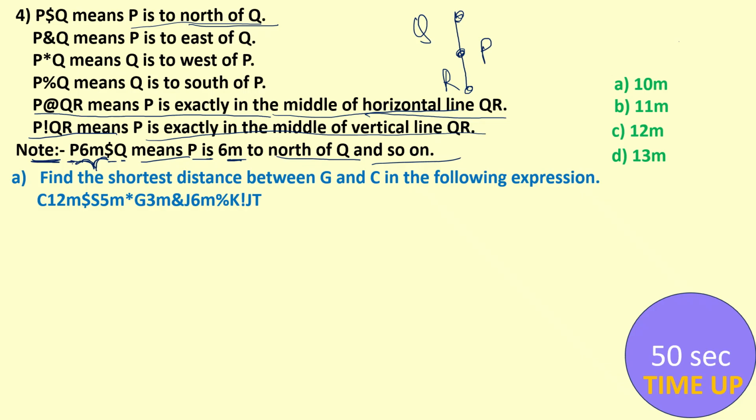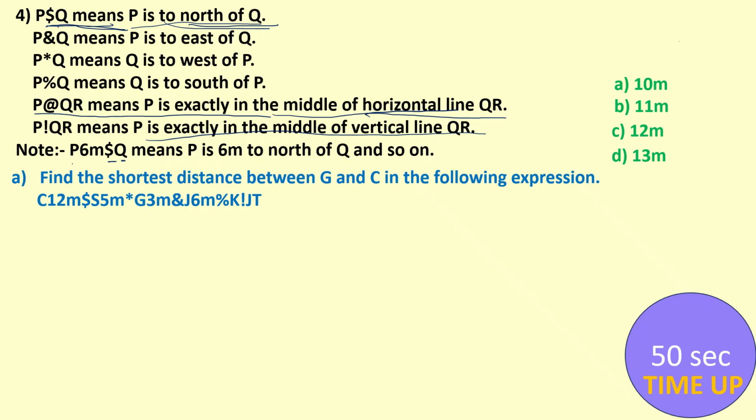But P 6 meter dollar Q means now P dollar Q they have already given you in the first sentence that P is to the north of Q. But 6 meter, why they have added the distance? To show the distance between P and Q. Okay, this is how they twist the question. Okay, it's not difficult. Just they twist the question. That's it. Okay.